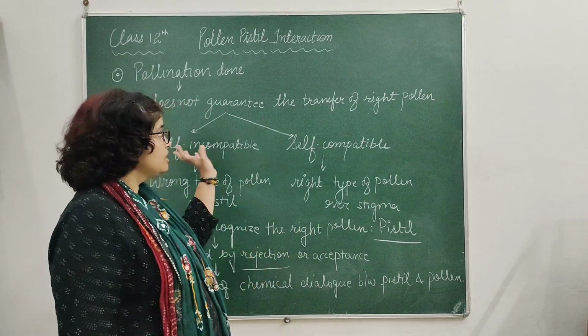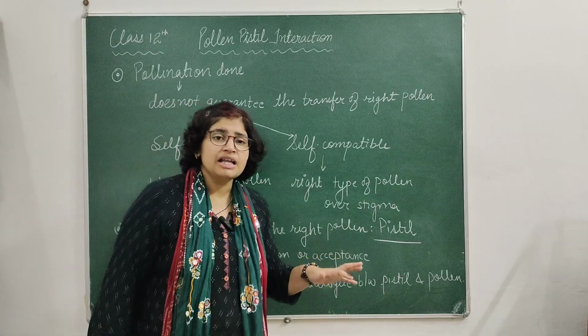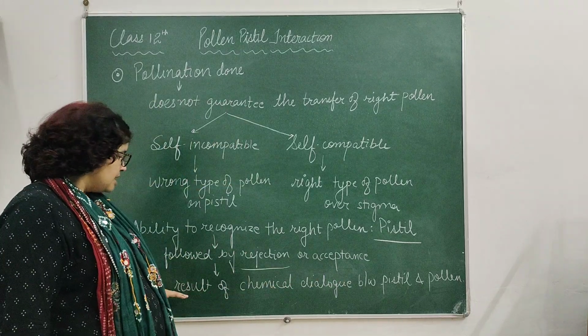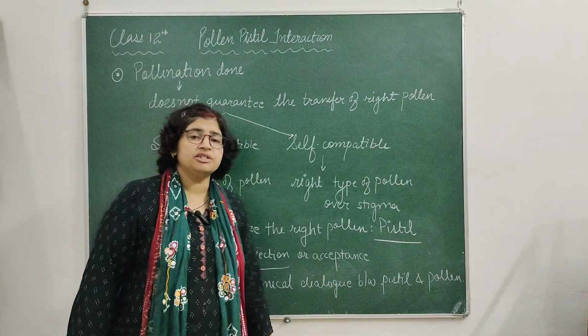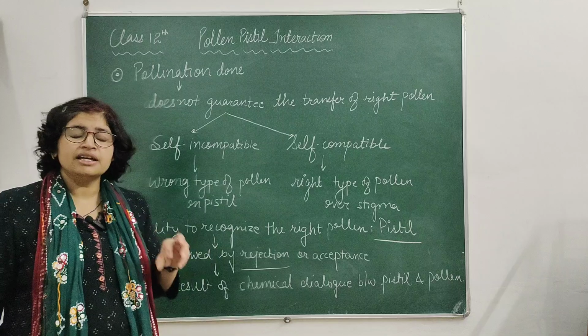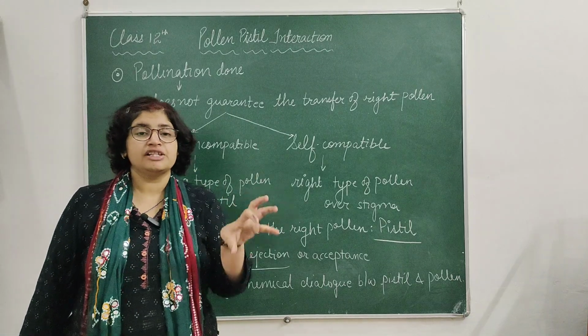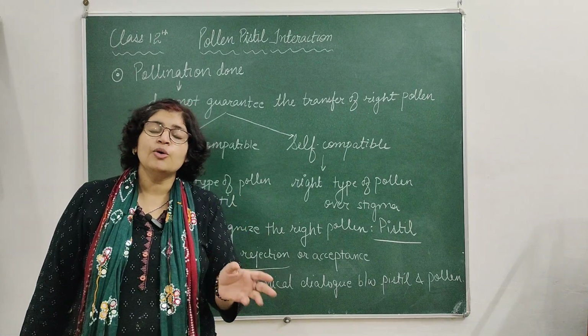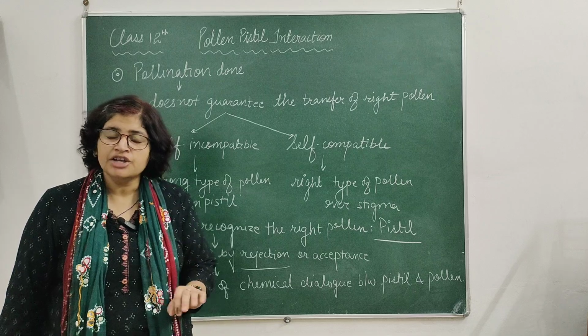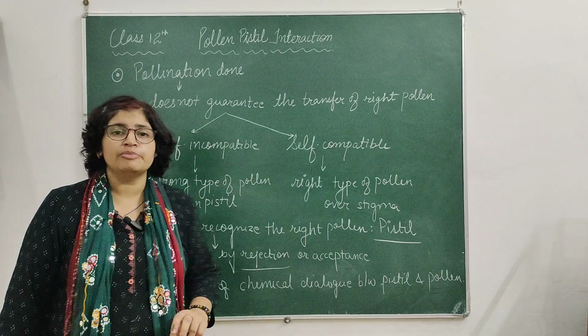Fine. So what is this pollen-pistil interaction? It is actually the chemical dialogue between the pistil and pollen to identify the right type of pollen which is received over the stigma, to follow its germination. So this is about the introduction of pollen-pistil interaction.